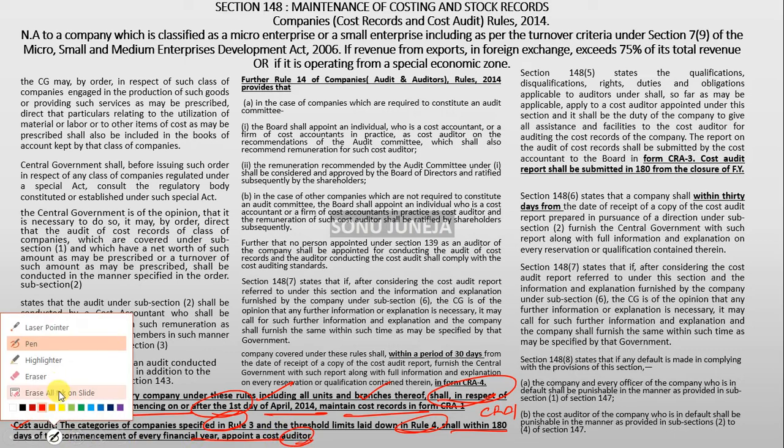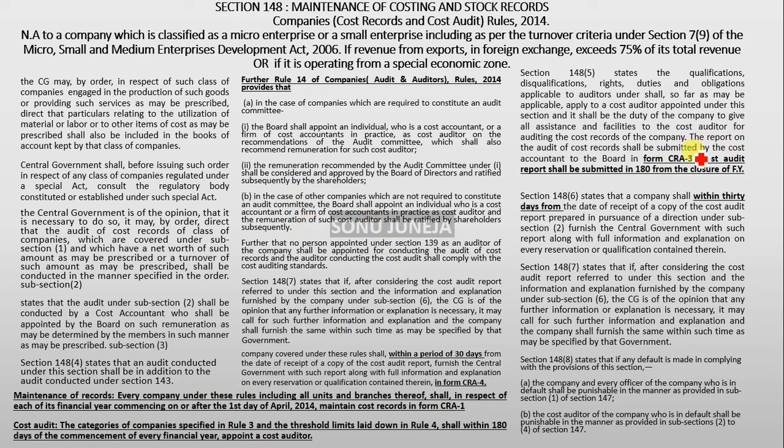So, summarizing again: first, you have to keep the cost records in CRA 1, including all the branches thereof, in respect of each financial year, and the cost auditor shall be appointed within 180 days of the commencement of every financial year by every company. Rest, CRA 3 is the report given by the cost auditor, and CRA 4 is the report the board gives to the Central Government. So this was your Section 148. Stay tuned. Thank you so much.